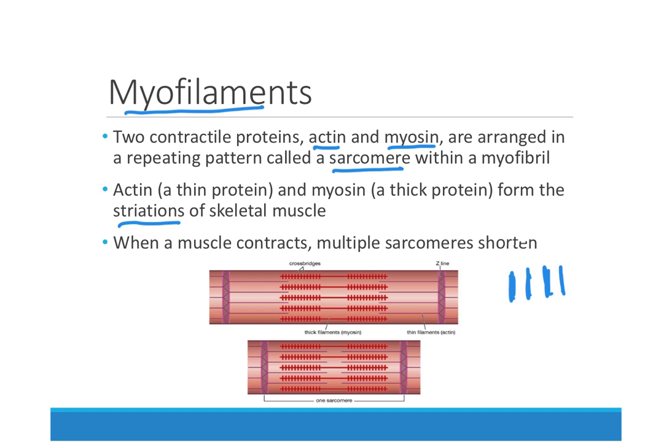When a muscle contracts, multiple sarcomeres in that myofibril will shorten. And so we can see here, this would be a relaxed sarcomere, and that would be its distance. And then here we have a contracted sarcomere. It has become much smaller. When that's happening throughout the muscle cell, throughout the muscle itself, then the whole muscle becomes smaller as it contracts, and the ends are pulled towards the center.